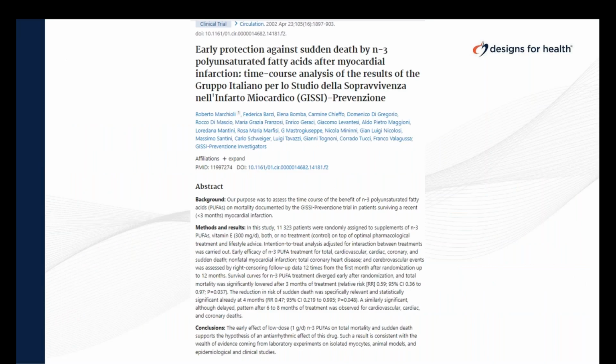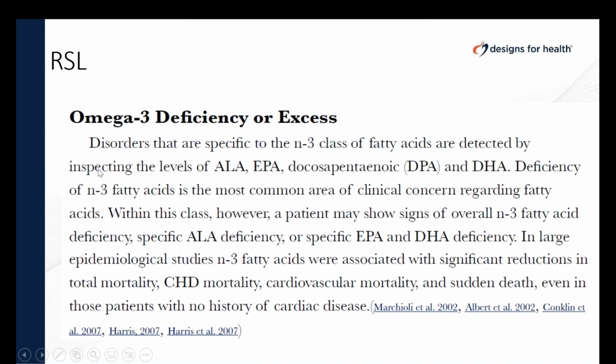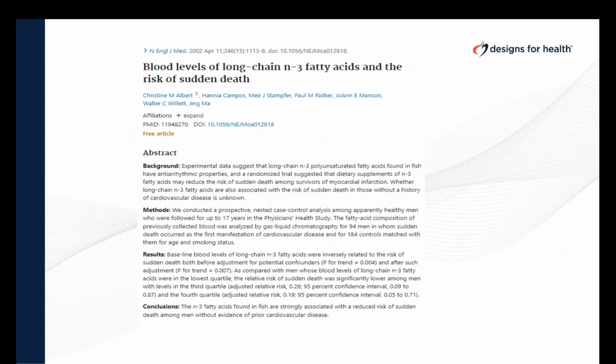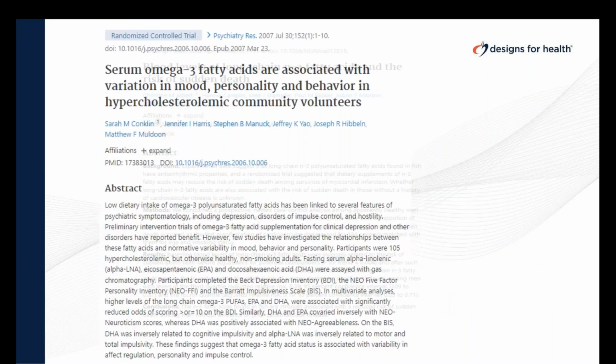And I'll show you a little bit about this. These are just some studies. Again, you can look at these later if you want. Early protection against sudden death. And this is a quote from Richard's book here, which is a nice one. In large epidemiological studies, omega-3 fatty acids were associated with significant reductions in mortality, cardiovascular disease mortality, cardiovascular and sudden death, even in those patients with no history of cardiac disease. So again, there's all kinds of studies there, a few citations there, more than you could ever read about all this. So on the prevention side, omega-3s play a strong role.